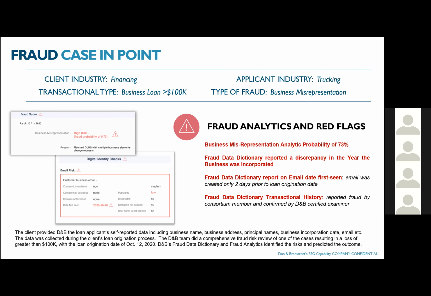As you can see here, from one of our machine learning models, business misrepresentation, we're seeing a fraud probability of 0.73, which is high risk. We're seeing data discrepancy in terms of the year of incorporation. We are also seeing the email used for the loan application was established only 2 days before the loan origination day. Wow, such a big red flag.